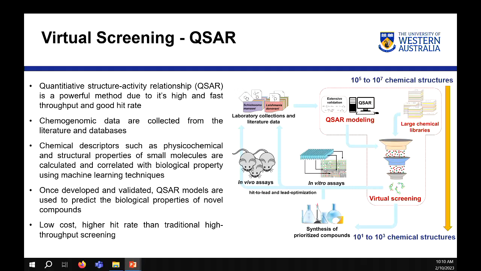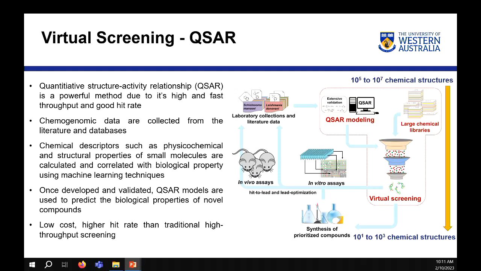Once you've got this model, you can input literally 10 million chemical structures, these large chemical libraries, into this model. So you're screening virtually, basically. It goes into the model and filters them out, and you get a lot fewer chemical structures, something in the region of 10 to 1,000, which is much more manageable than 10 million. But this approach allows you to screen a much larger chemical library.